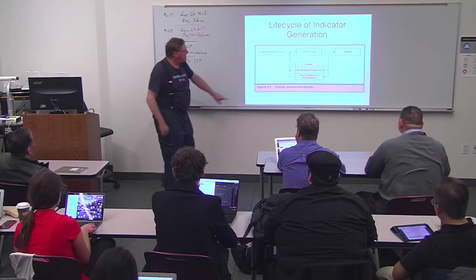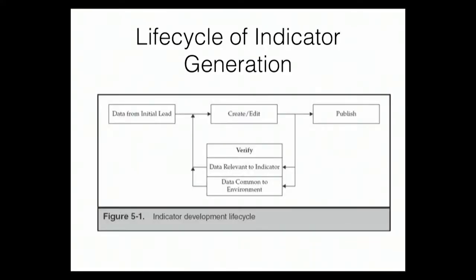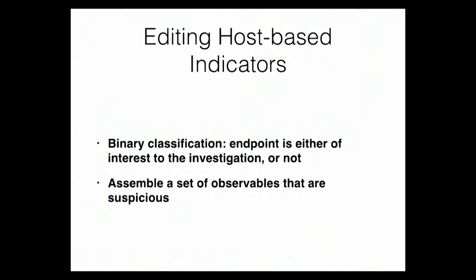So here's your cycle: you get data from the initial lead, then you track down and analyze it and find more information, create and edit some IOCs, then publish them to hunt around through your network for more, and then you go around in a circle. Find more evidence, improve your leads, and go around in a circle until you feel like you've thoroughly understood this event enough to mitigate. So you end up with binary classification. Your endpoint is either interesting or not. You have some kind of test. It either has this file or it doesn't, and I only care about the ones that have this file. You're hoping to have a good set of indicators of compromise that will quickly decide which machines are involved and which machines are not involved, so you can get somewhere.